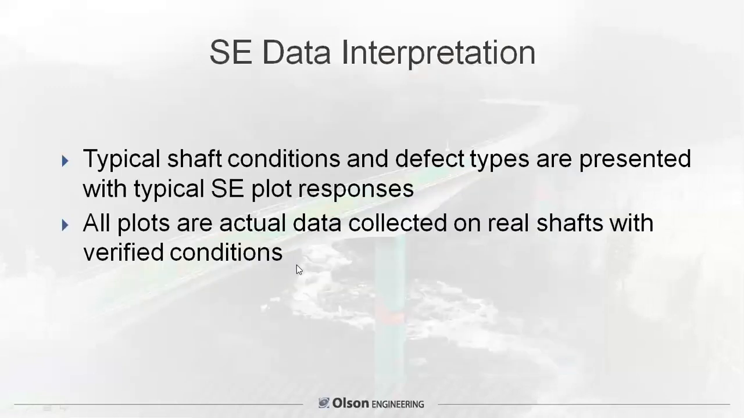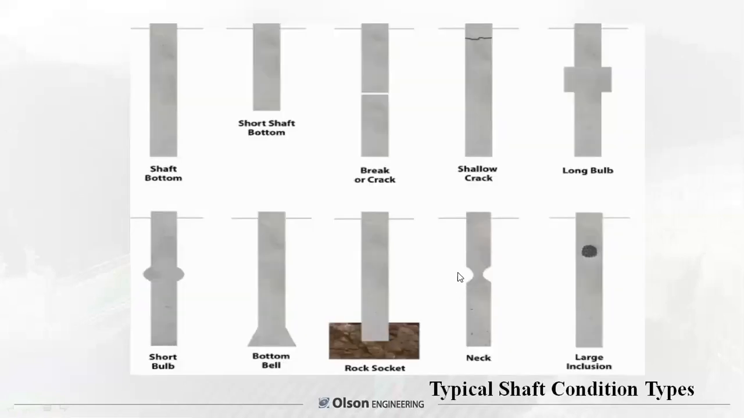Now let's go into some of the interpretation. I've got some slides showing typical shaft conditions or defect types, along with what the typical plots look like. These were plots on actual data with real shafts with verified conditions. So these are some of the situations you may run into: a normal shaft, a short shaft, a broken shaft, a shaft that's broken at very, very shallow depths, a long bulb or a diameter increase that extends for a long distance, or a short bulb. This would be a short diameter increase.